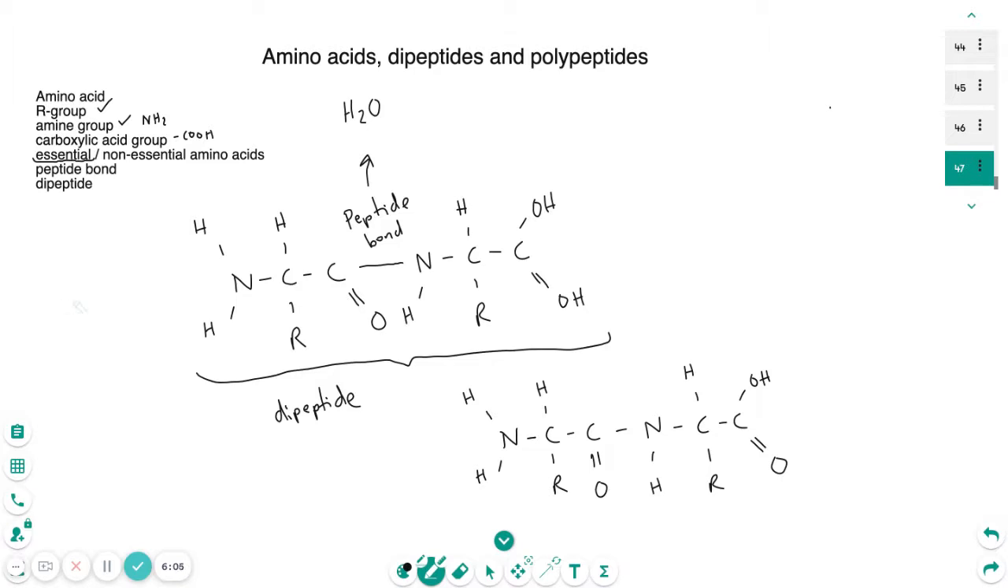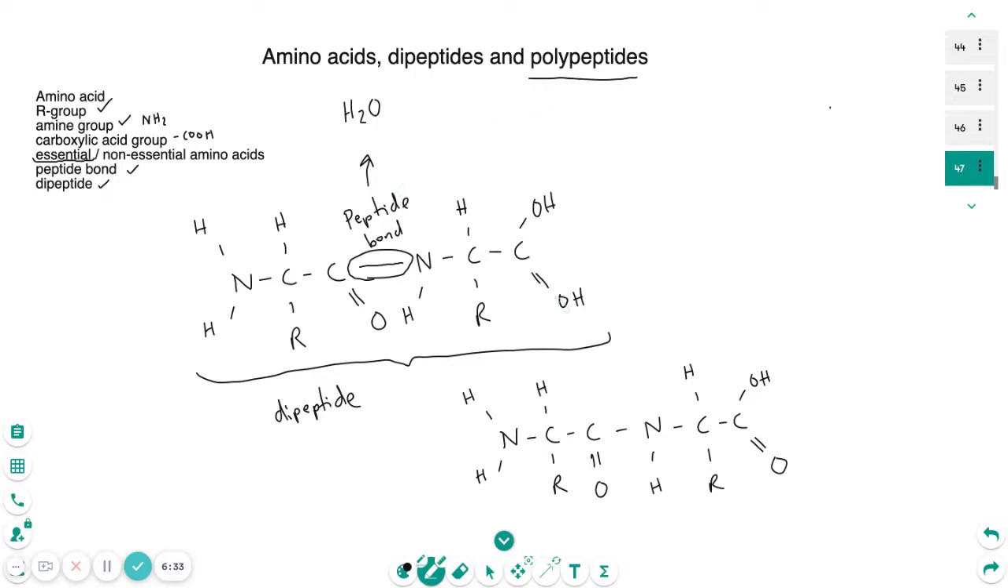The peptide bond was the bond that took place between the carboxylic acid group on the right hand side and the amine group on the left hand side. So there's our peptide bond here. And when we get a peptide bond, we're forming two amino acids together and we get a dipeptide. Last thing is a polypeptide.